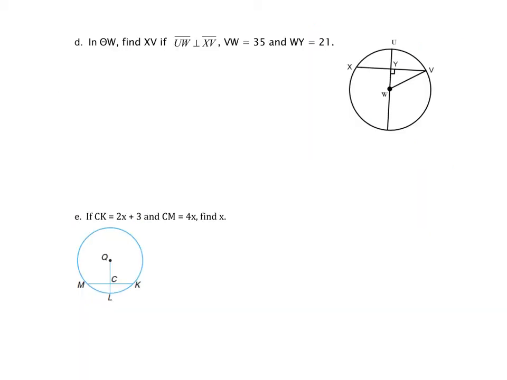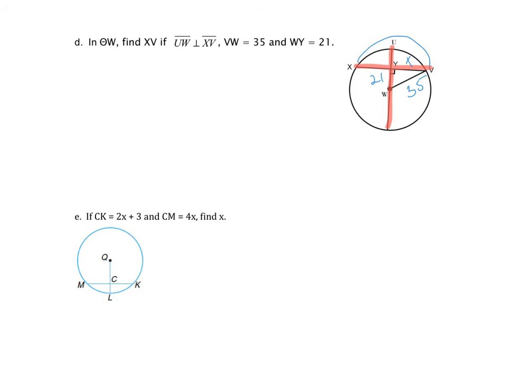Given circle W, find XV if I know that UW is perpendicular. Get some highlighting here for you. So I know that UW is perpendicular to XV. Again, I've got a chord that's got a perpendicular diameter to it. VW, I'm going to mark that here, is 35, and I know that WY is 21. So I'm looking to find XV. So XV is that whole chord.